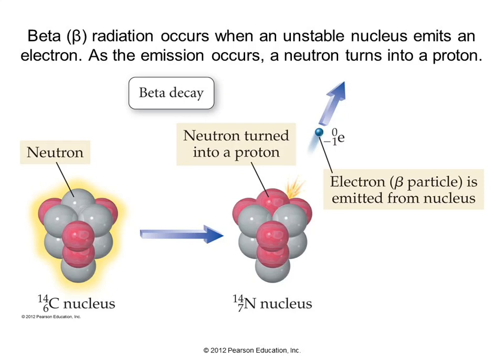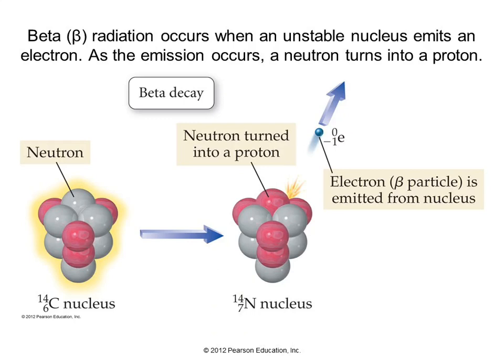Beta radiation is a little different. This is when an electron is emitted. So here we have an illustration. Here's a carbon-14 nucleus. It's got six protons and, 14 minus 6 is 8, most of the time it's got 8 neutrons. And so what happens, and this is weird, a neutron turns into a proton and an electron, and the electron gets spit out. And so we end up with a different element. We end up with nitrogen. We end up with the atomic number increasing, which is kind of weird to think about.